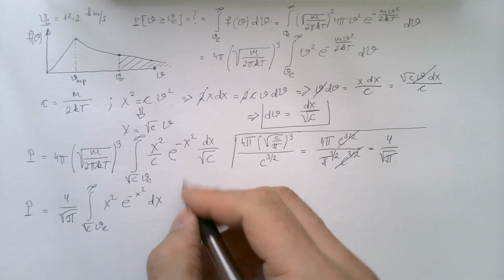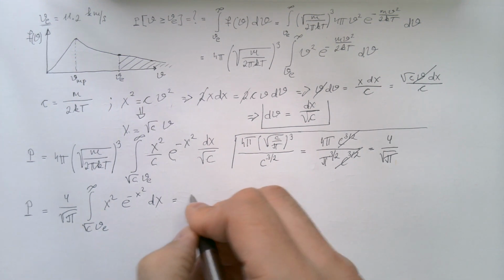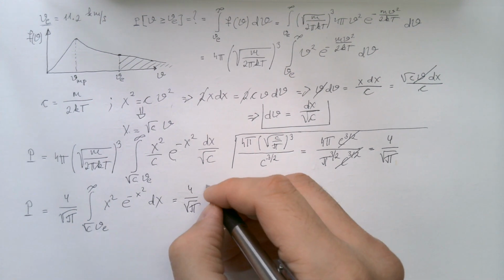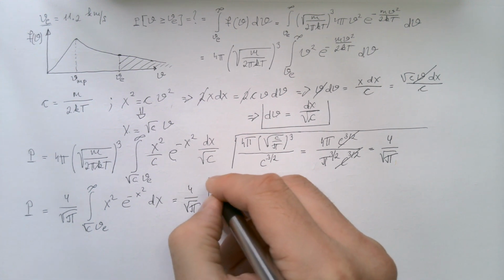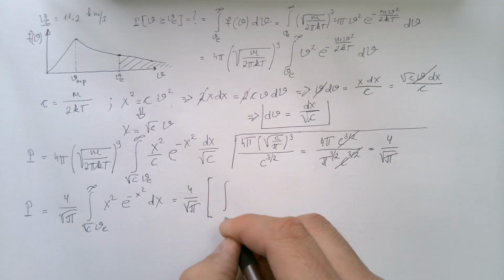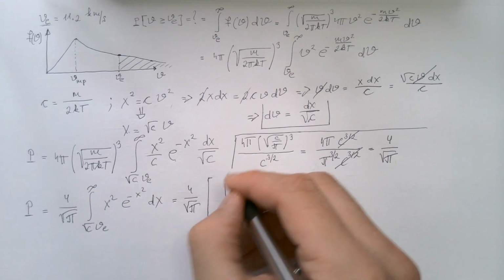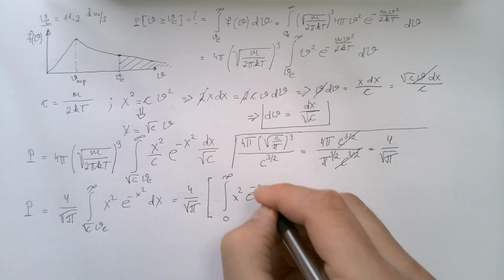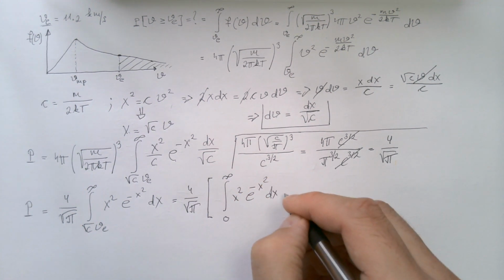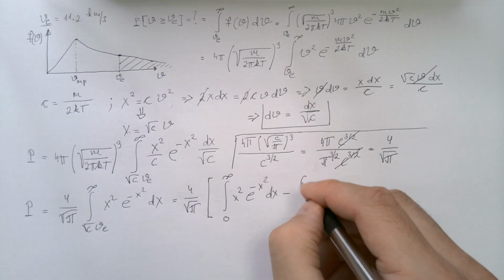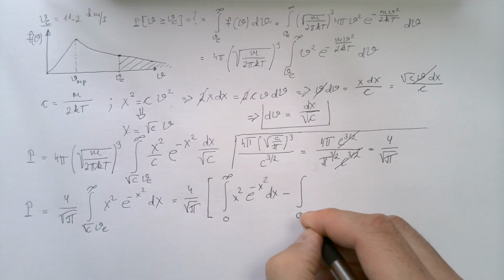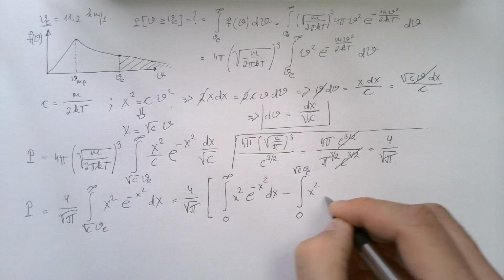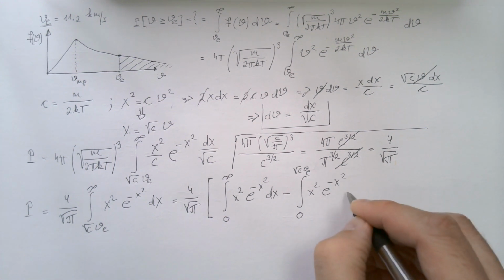To solve this integral, I will rewrite it in the following way. I will say this is 4 divided by square root of pi. And then I rewrite this as follows. Integral between 0, not this limit, but 0 to infinity of x squared e to negative x squared dx, minus integral between 0 and this limit now, square root of c ve, of x squared e to negative x squared dx.